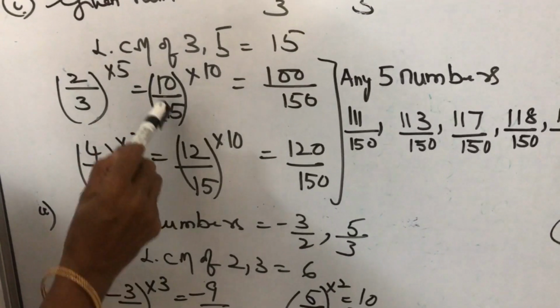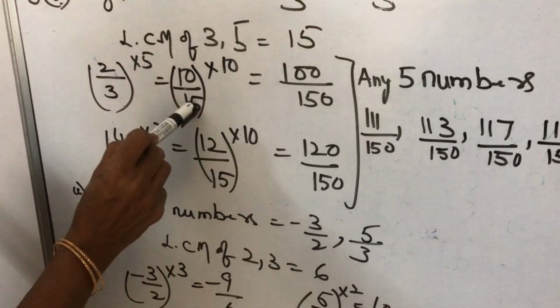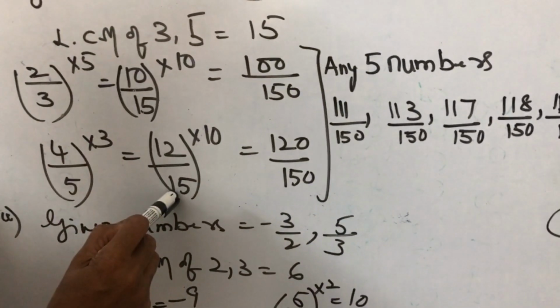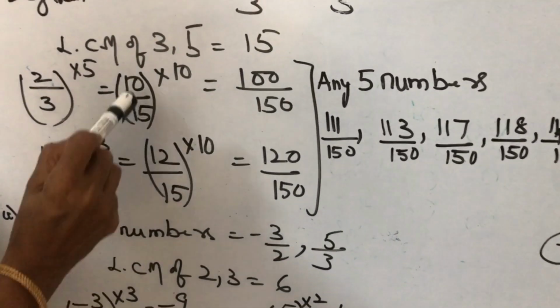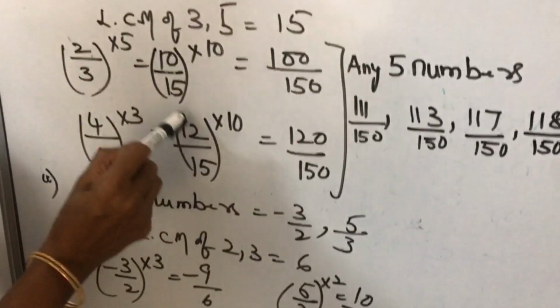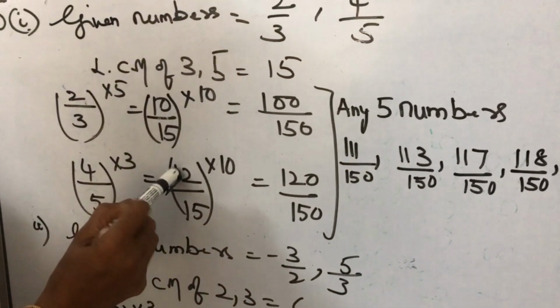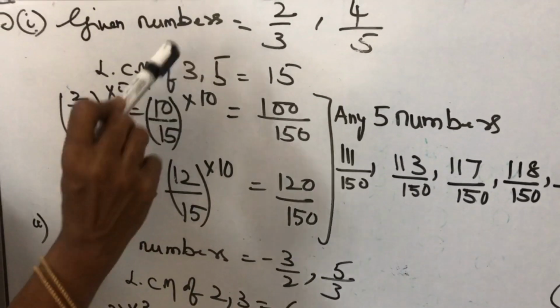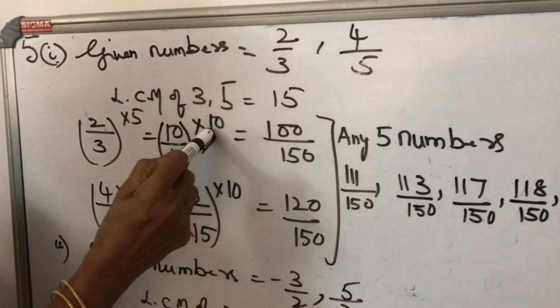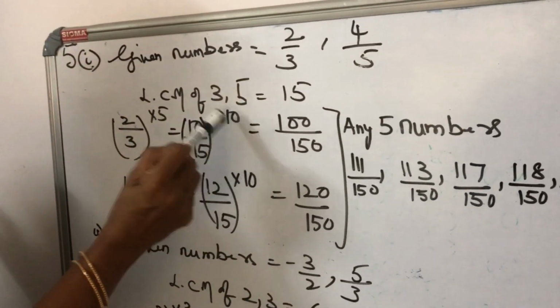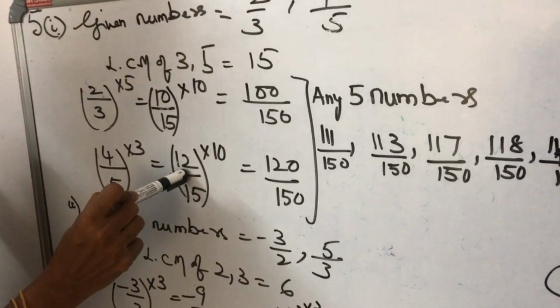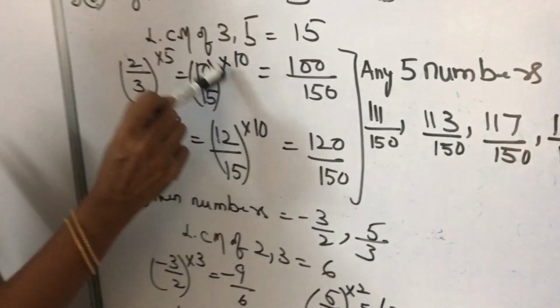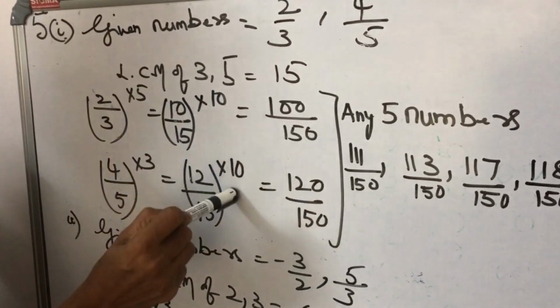Are the denominators the same? Yes, the denominators are the same. Your numerators are 10 and 12. Between 10 and 12 there are no 5 numbers. So to make your work easier, in the next step we multiply with 10 once again. Easy multiplication, so I multiplied with 10.